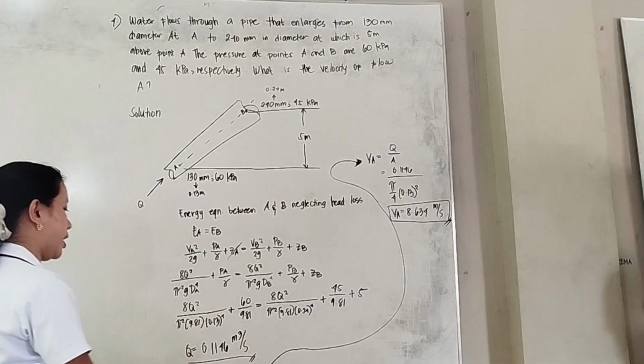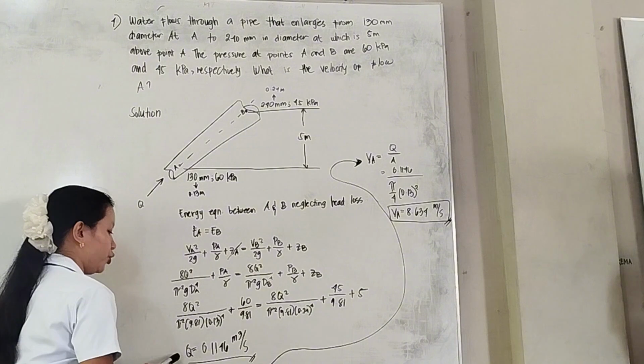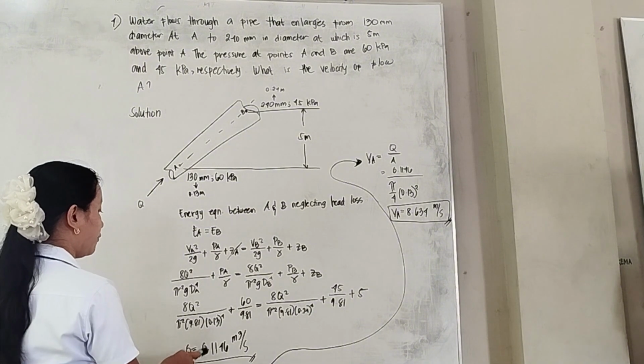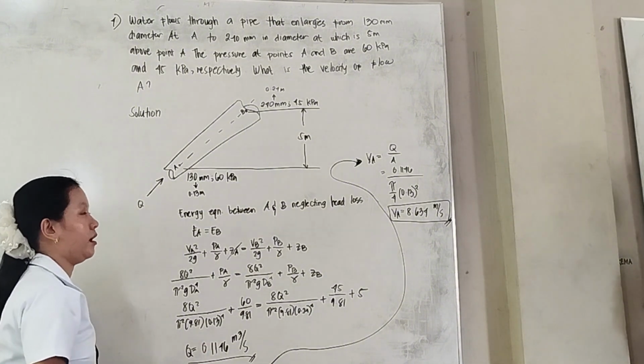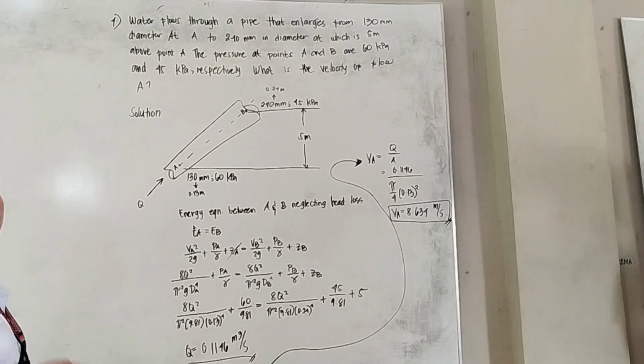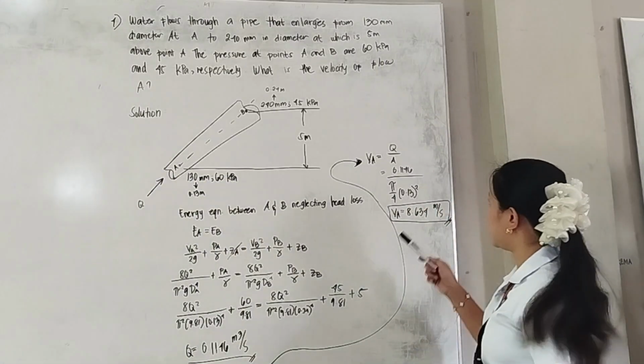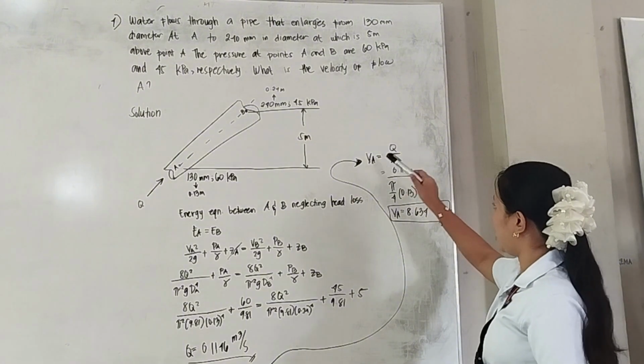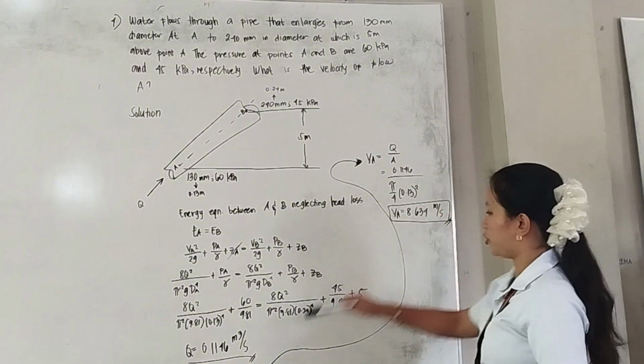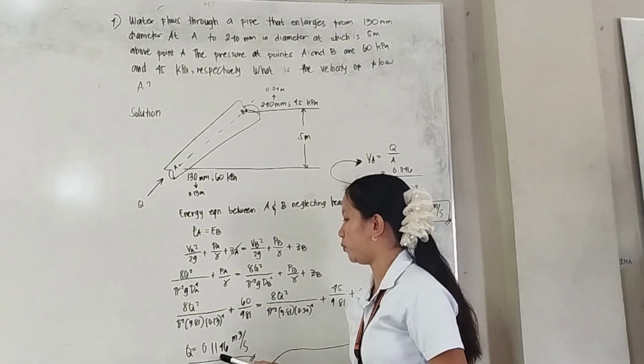So, to calculate that, we get an answer for Q, which is 0.1146 cubic meter per second. But the question is, what is the velocity of flow A? So, the formula of velocity of A is VA equals Q over A. So, we already got 0.1146 for Q.